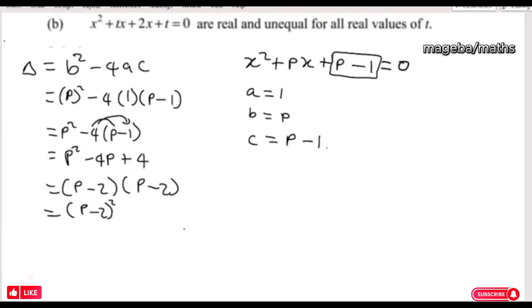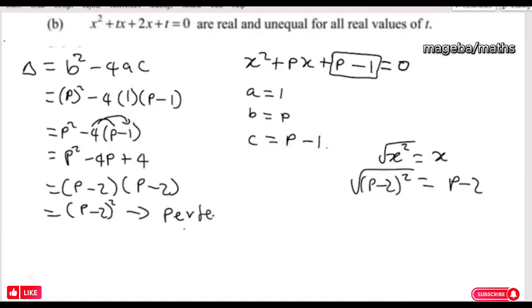Now p minus 2 all squared, because if we find the square root of x squared, the square root of x squared is just x. So the same thing as p minus 2 all squared, the square root of this is just p minus 2. So this thing is a perfect square. It's a perfect square. So if this is a perfect square, therefore our delta is what? It is rational.